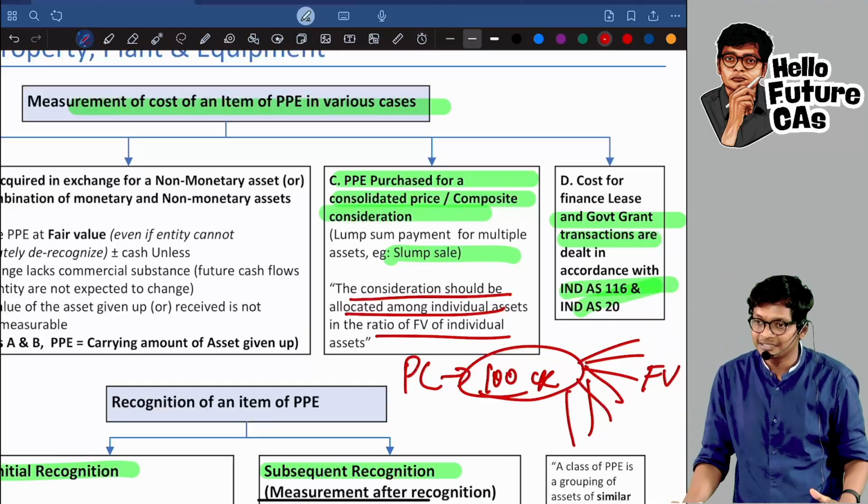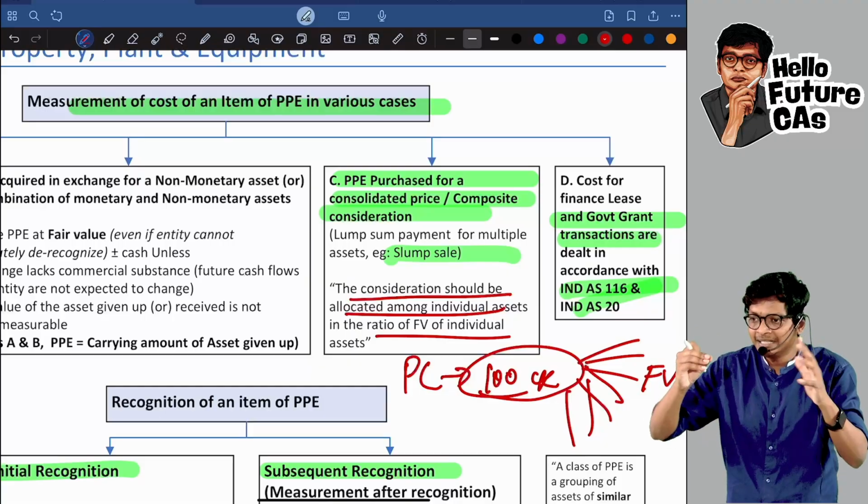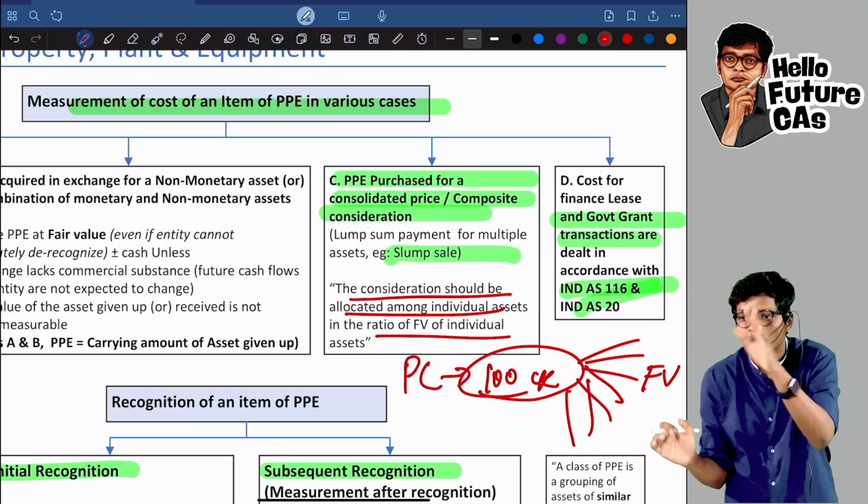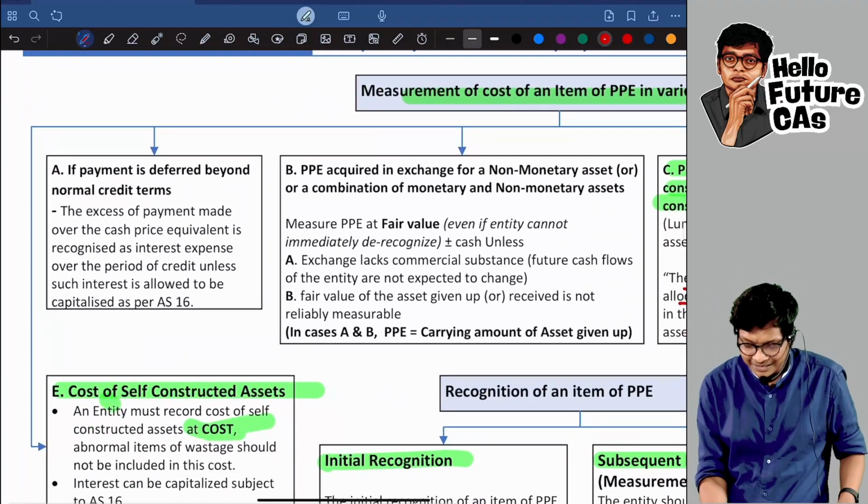Are you following, guys? Are you getting it? 100 crores I got one huge building. It has so many components. Split it using fair value. This is next. Next they are saying an important one.